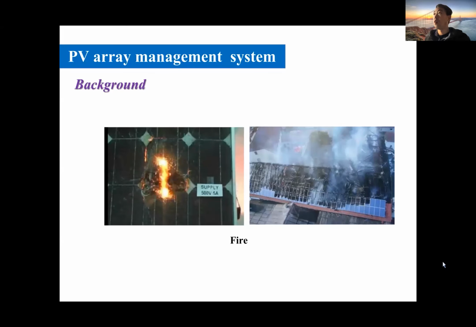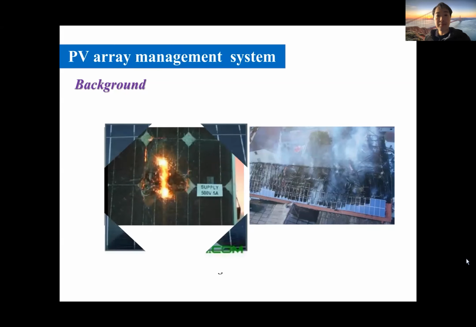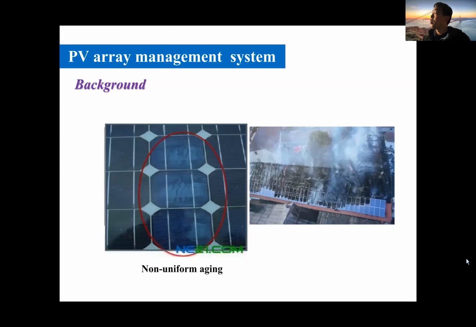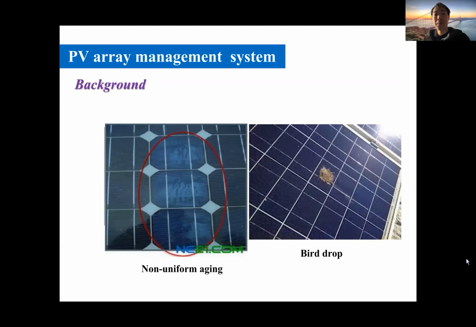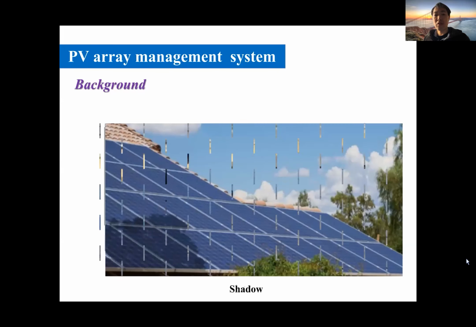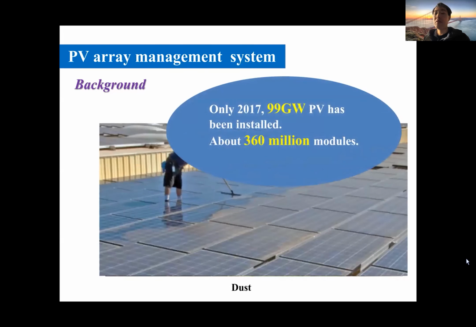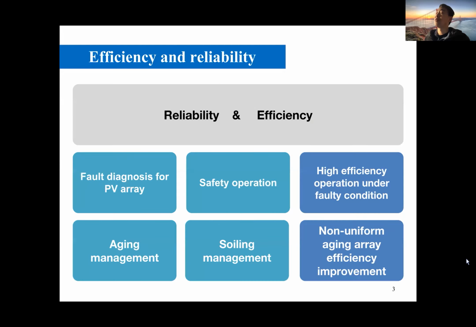there are a lot of risks in city applications, like fires and non-uniform aging. Because of pollution in the cities, the rain is not pure water and contains some chemical elements that can speed up the aging of the PV modules, and also bird droppings, shadows and dust. All those things influence the efficiency and reliability of the PV modules.